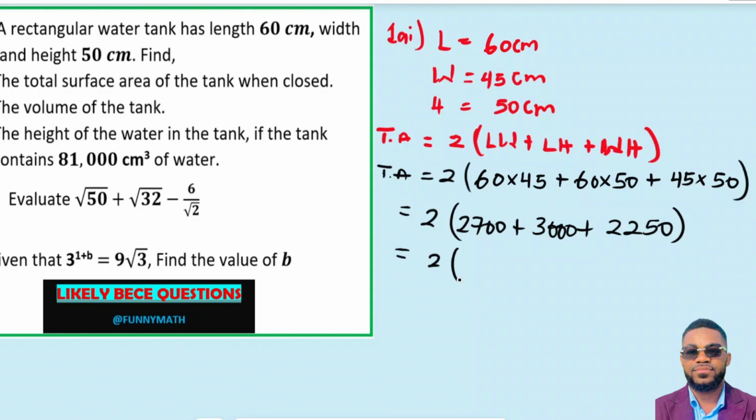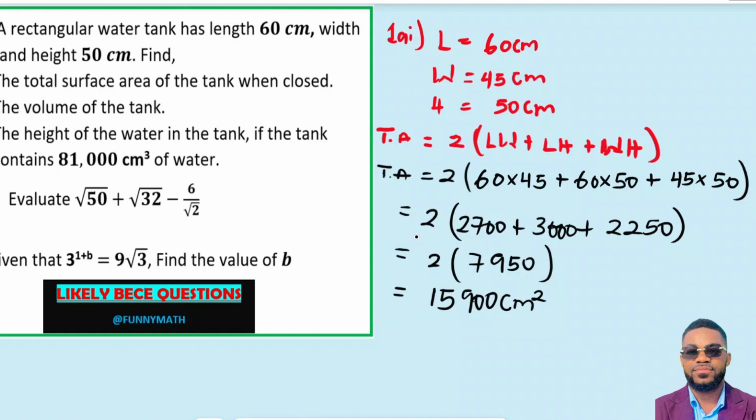Now plus 2,700. And that will give us 7,950. So to get the total surface area, we have to multiply 2 by this. So by 2, now will give us 15,900 centimeters square. Remember to attach the units. So that is centimeters square because this is area. So that is how we can find the first one. That's the total surface area of this closed tank.